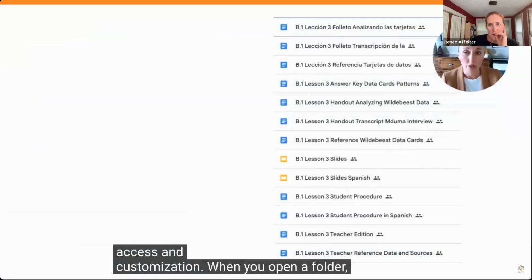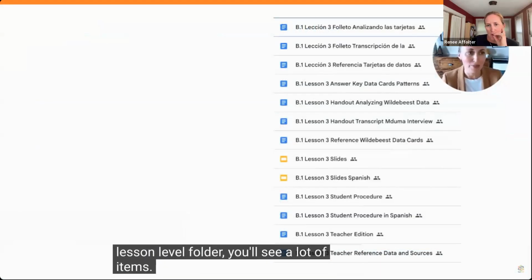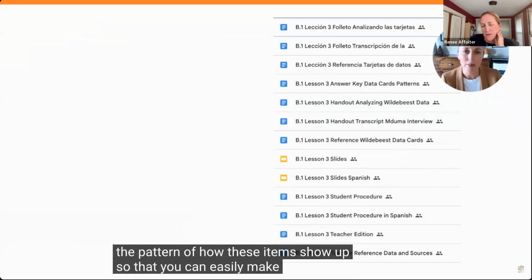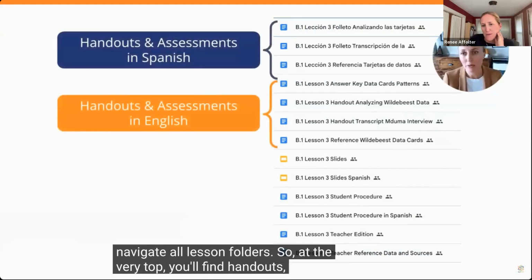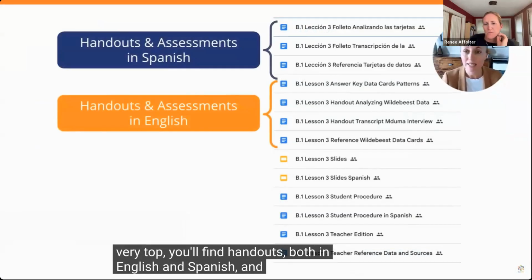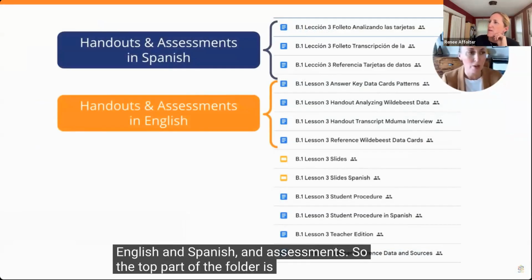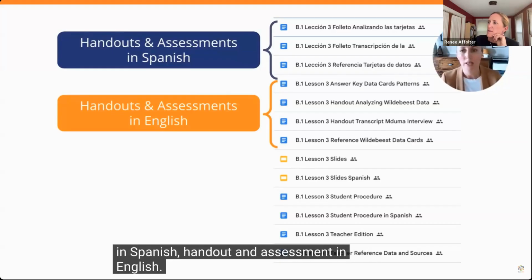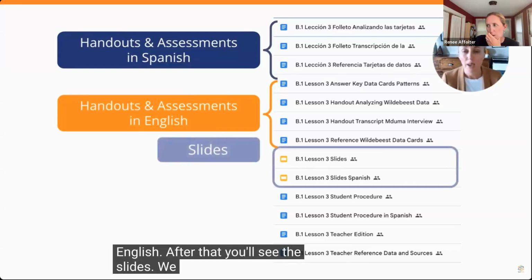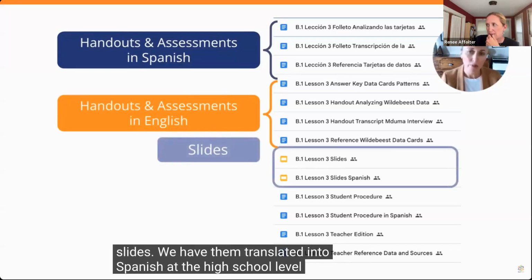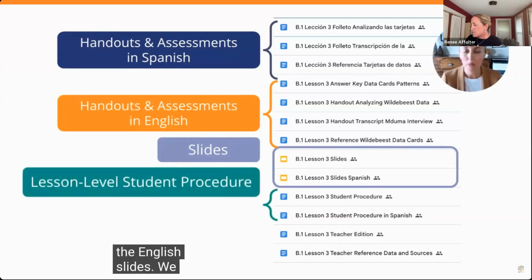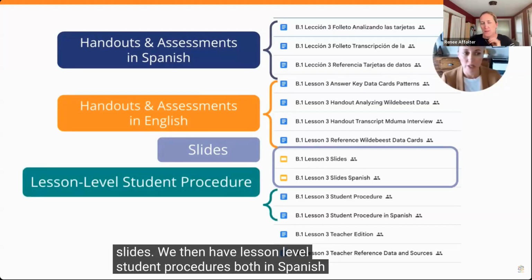When you open a folder, a lesson level folder, you'll see a lot of items. I'm going to help you understand the pattern of how these items show up so that you can easily make sense of and navigate all lesson folders. So at the very top, you'll find handouts, both in English and Spanish, and assessments. So the top part of the folder is always going to be the handouts and assessment in Spanish, handout and assessment in English. After that, you'll see the slides. We have them translated into Spanish at the high school level, and in the middle school level, you'll see just the English slides. We then have lesson level student procedures, both in Spanish and English.